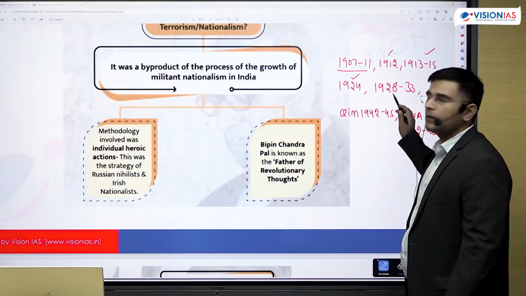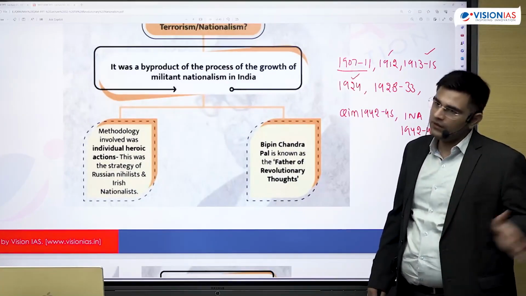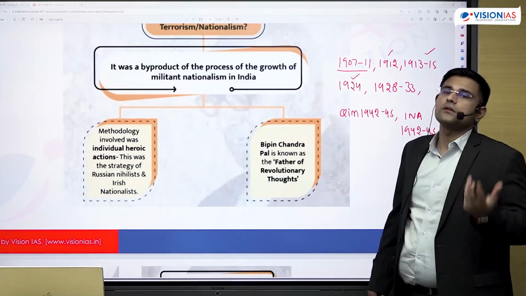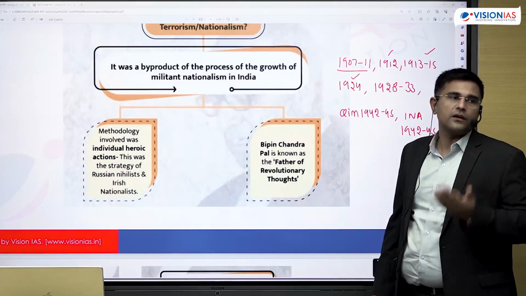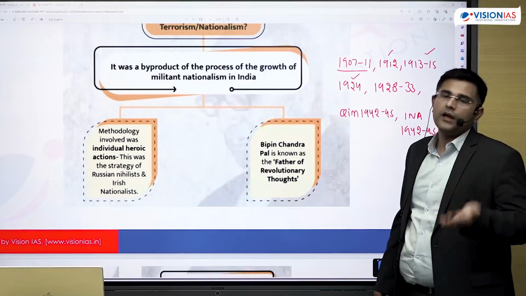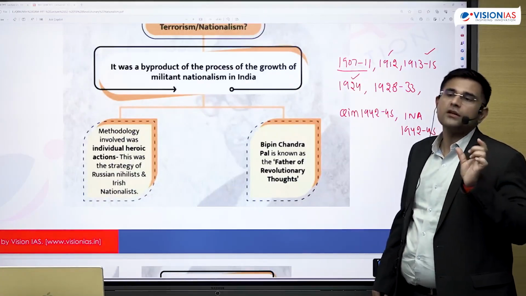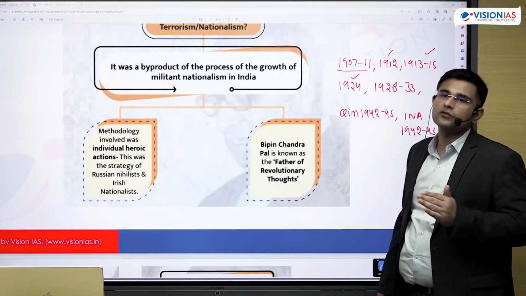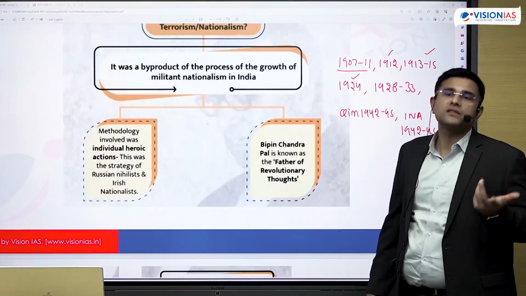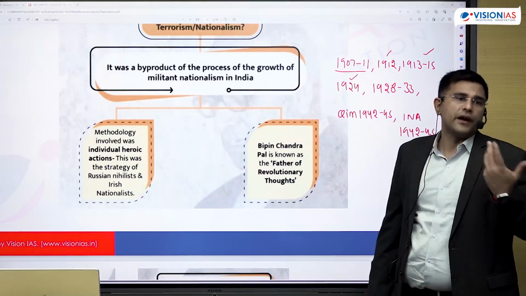Then in 1928, after the Hindustan Republican Army had been repressed following the Kakori robbery case, Bhagat Singh and Chandrasekhar Azad resurrected HRA in the form of HSRA, Hindustan Socialist Republican Army. The only addition is the word socialism. Why? Because these revolutionaries, for example Bhagat Singh, were Marxist. So now they were influenced by communist ideas.